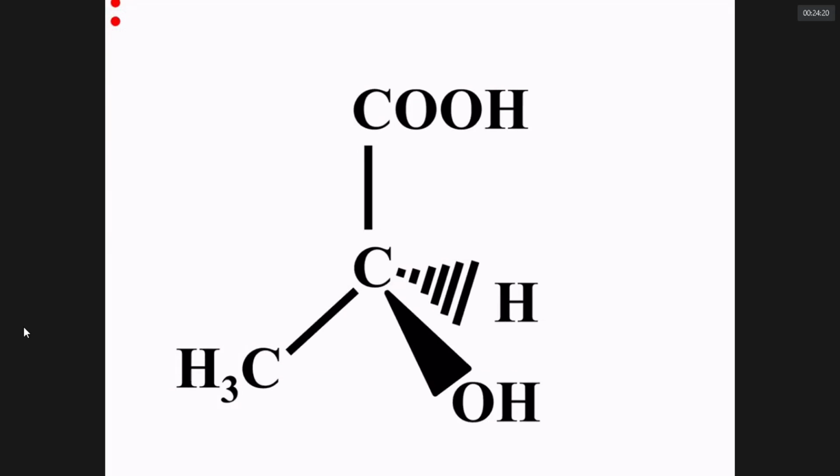Here, something looking like a solid wedge is indicating a group coming towards you. The OH is coming towards you. Something looking like a broken wedge means the hydrogen is going away from you. The COOH and CH3 are lying on the plane of paper. This is a way to represent a three-dimensional molecule on a two-dimensional paper. It is called wedge dash representation.